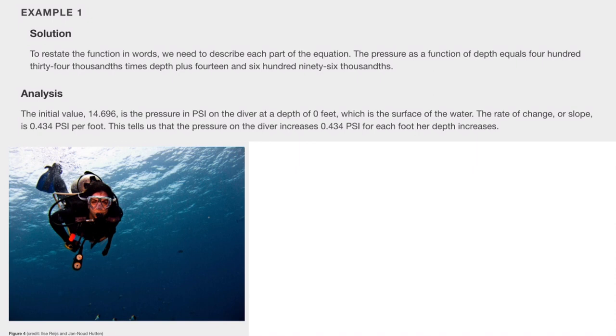So the initial value of 14.696 is the pressure in pounds per square inch on the diver at a depth of 0 feet, which is the surface of the water. The rate of change or slope is 0.434 pounds per square inch per foot. The rate of change is this, PSI per foot. This tells us that the pressure on the diver increases by 0.434 pounds per square inch for each foot her depth increases. So every time she goes down a foot, the pounds per square inch increases by 0.434. That's just a little bit of additional information.